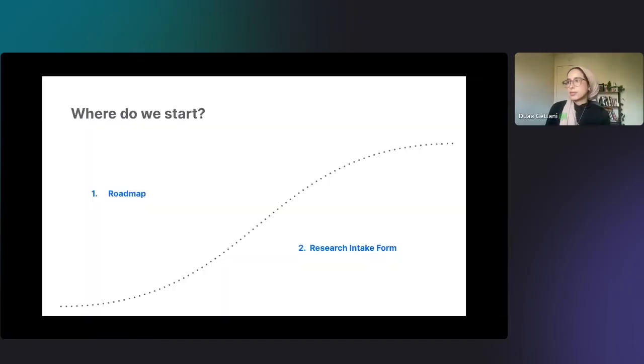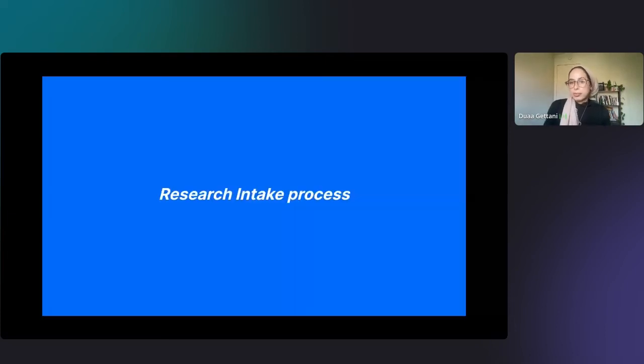There are two ways, at least the way I see it, to take in research. You either have a roadmapping process, and you can combine both of these processes, or a research intake form, because a lot of the time priorities within the company change, projects change, and you may not stick as strictly to the roadmap as you would hope. So we'll start with the research intake process, including this roadmapping process.